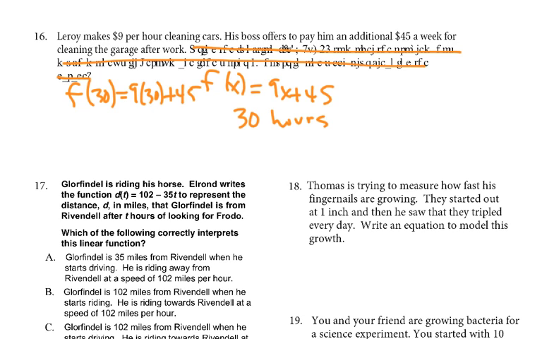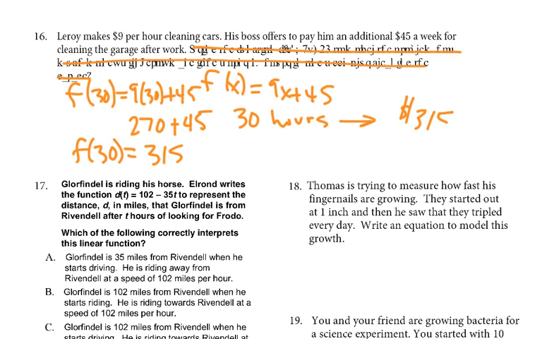So I put 30 in there for x, so 9 times 30 is 270. And then 270 plus 45 would give us 315. So f of 30 equals 315. When he works 30 hours, he makes $315.